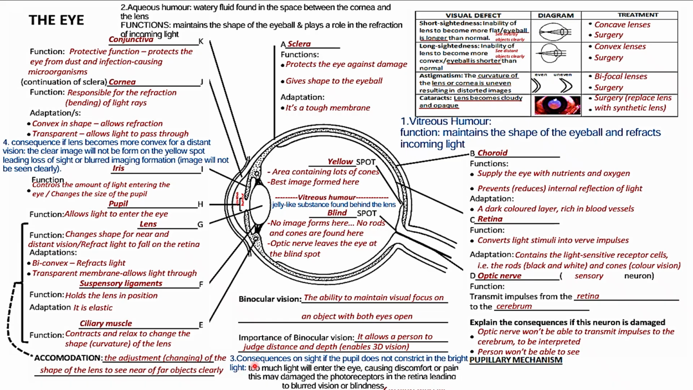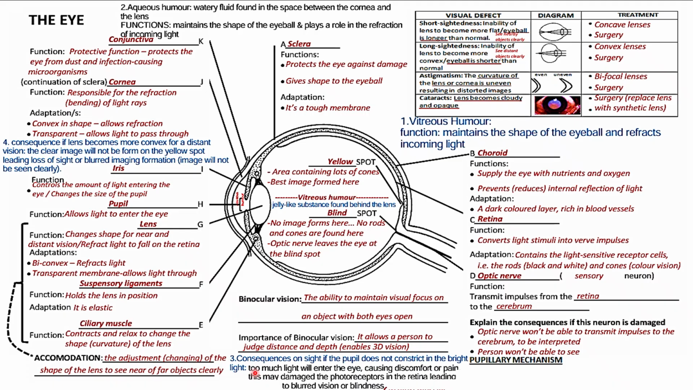So let's check something here. We have to explain the consequence on sight if the pupil does not constrict in bright light. If you are looking at the sun directly, the pupil will have to constrict. In other words, the pupil will have to become narrow. The space within the iris will have to become very small.